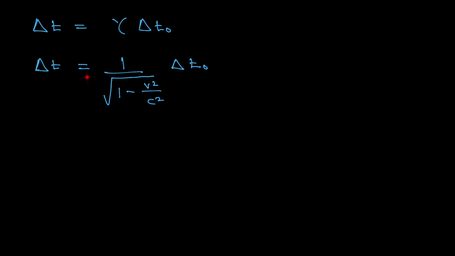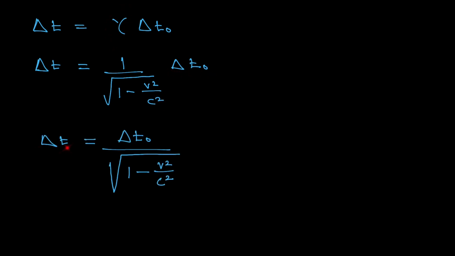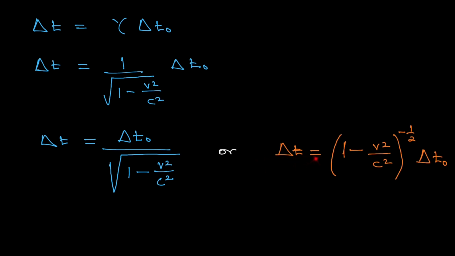Gamma is 1 over root 1 minus v squared over c squared. Gamma is the Lorentz factor times delta t naught. Delta t is equal to delta t naught over root 1 minus v squared over c squared, or delta t equals open bracket 1 minus v squared over c squared close bracket to the power minus a half times delta t naught, which means that delta t is greater than delta t naught. So that means delta t is longer, delta t is stretched. Delta t takes a longer time.